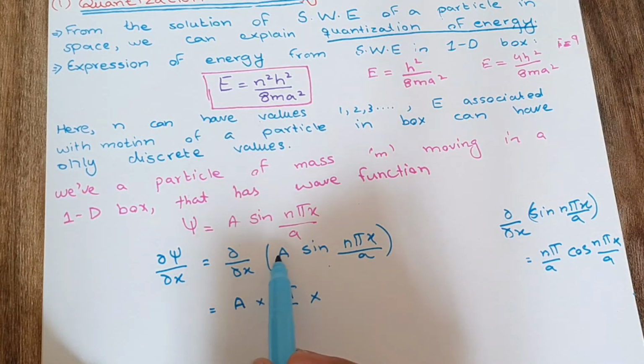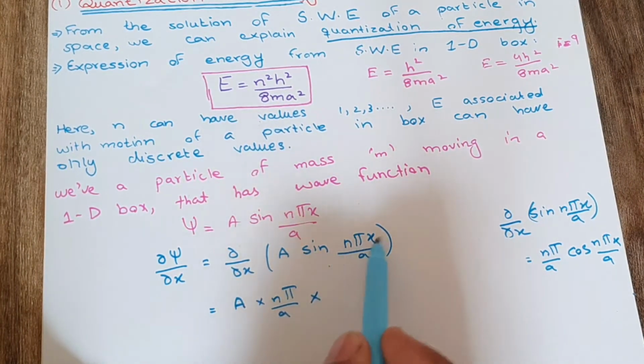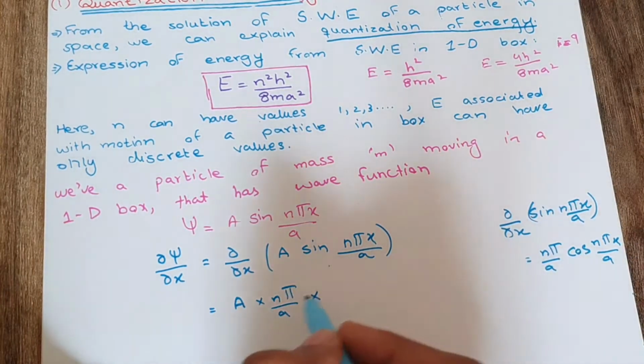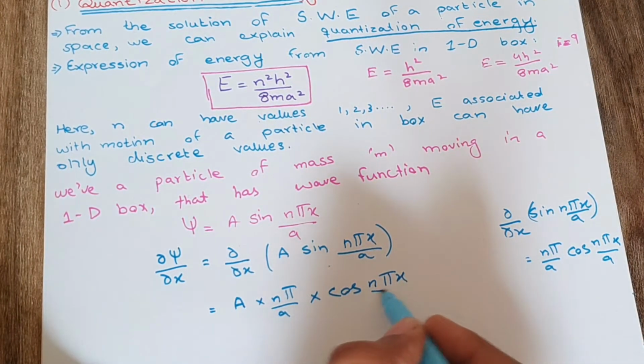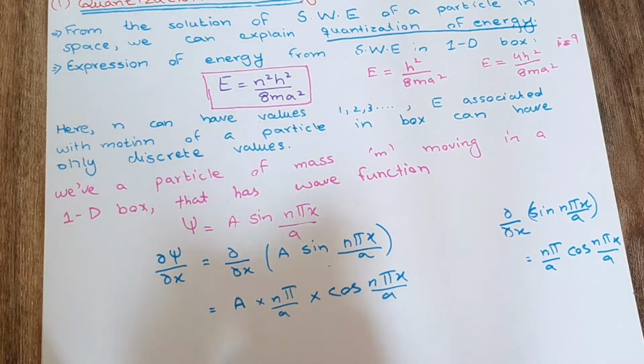So I have a constant that has come out, so I have derivative being applied on sine n pi x over a. My answer comes out to be n pi over a cos n pi x over a. Okay, so the next thing that I have is I am going to take the derivative again.